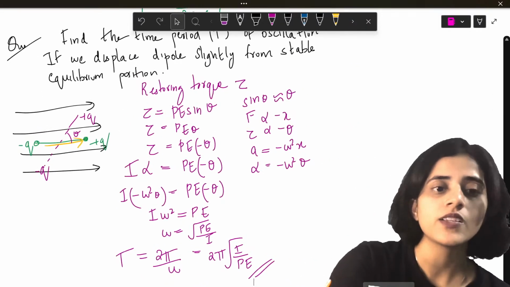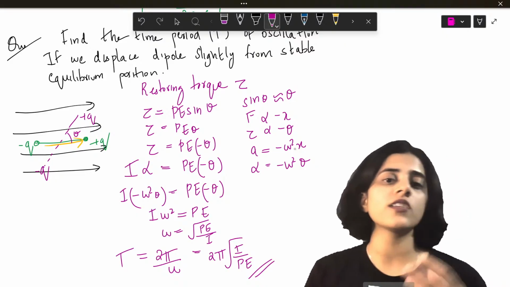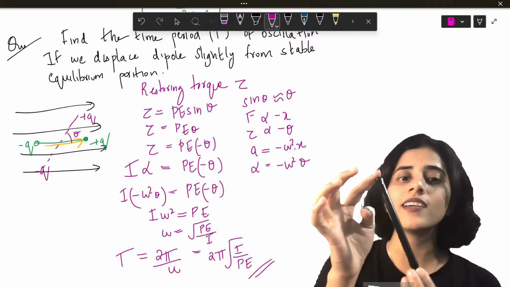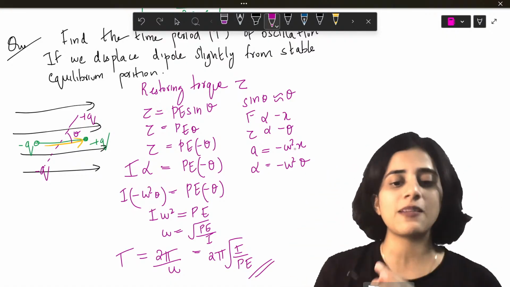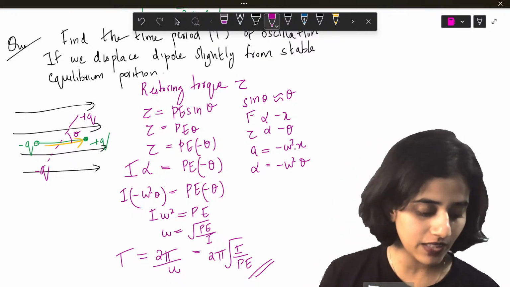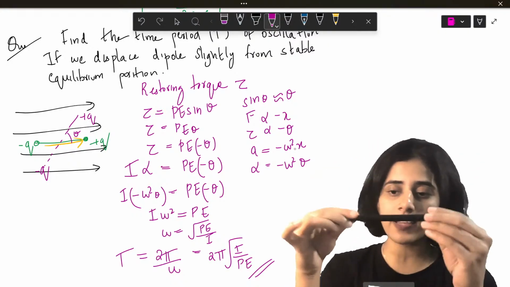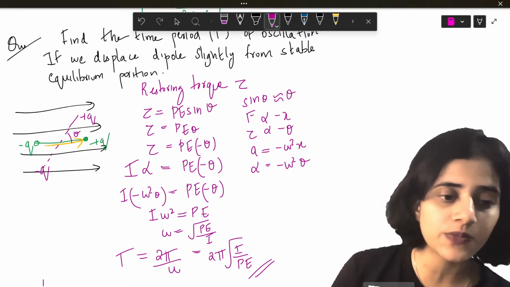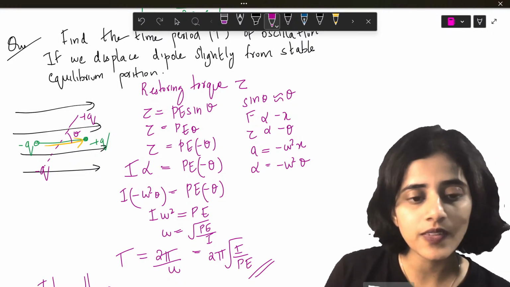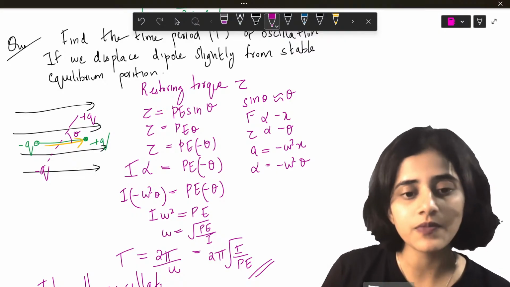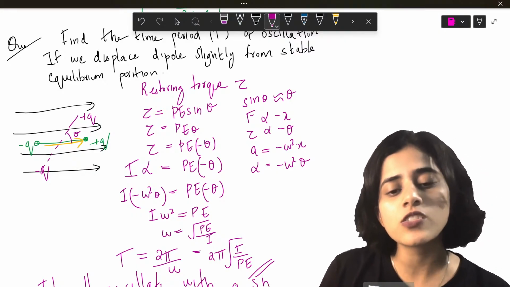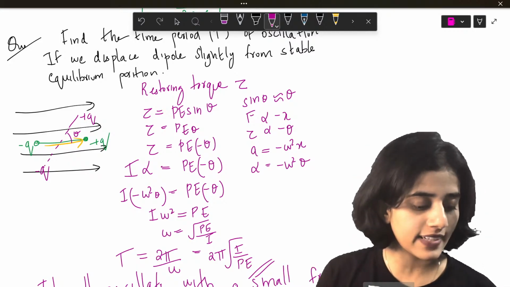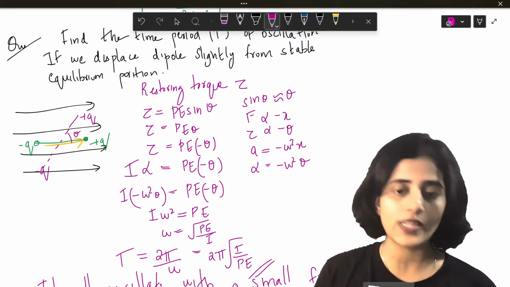So this is the time period for a dipole that is in stable position. If it's moved by a small angle, it comes back, and the coming back is by a time period of 2 pi square root of I by PE. What actually happens is it will come back. It might go down, it will again come back. So it will oscillate with a small frequency. That is what is going to happen.